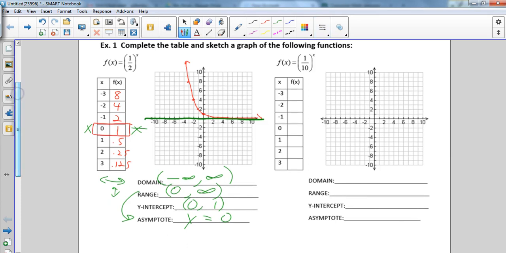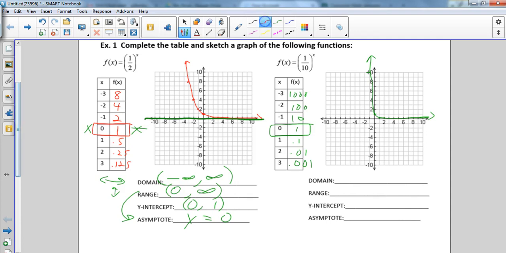Okay, next one, 1/10. -3 is going to be 1,000. Not going to graph that. Then 100, not that either. Then we have 10, 1, 0.1, 0.01, and 0.001. So not a lot of points we can get here. -1 gives me 10. 0 gives me 1. And then we get into, I can't even draw it close enough to the force field. There we go.